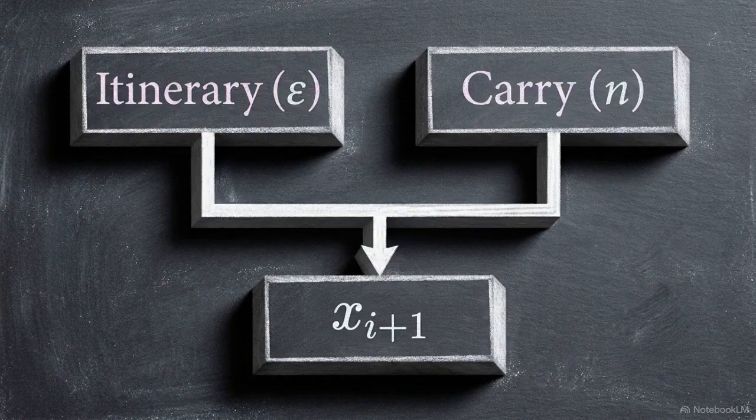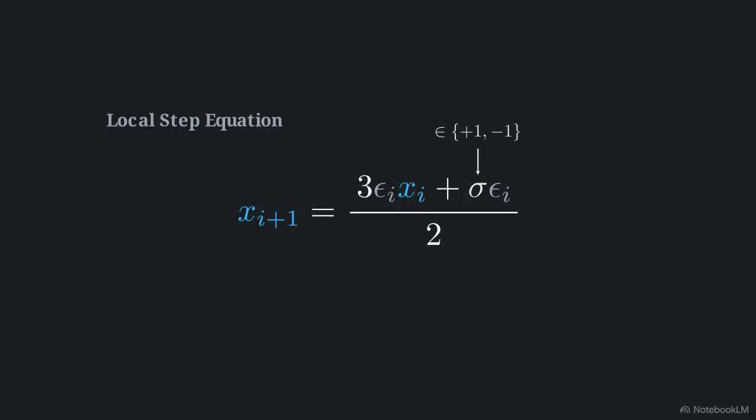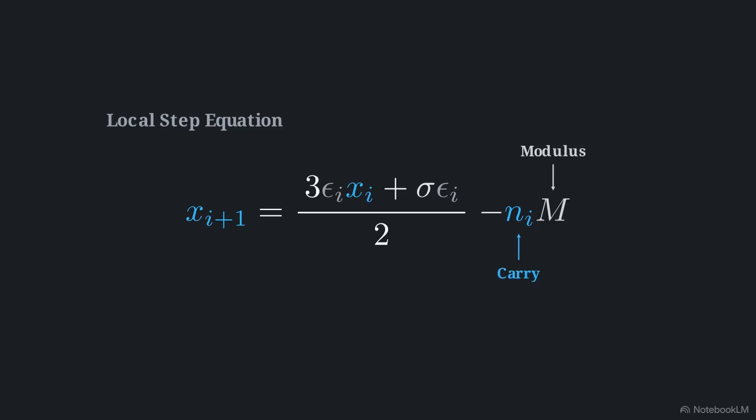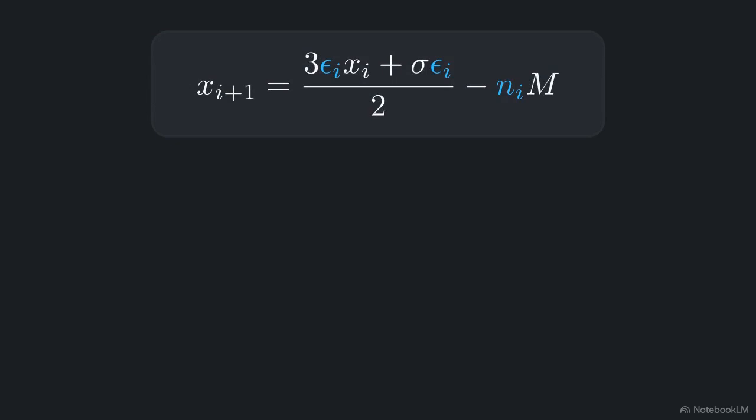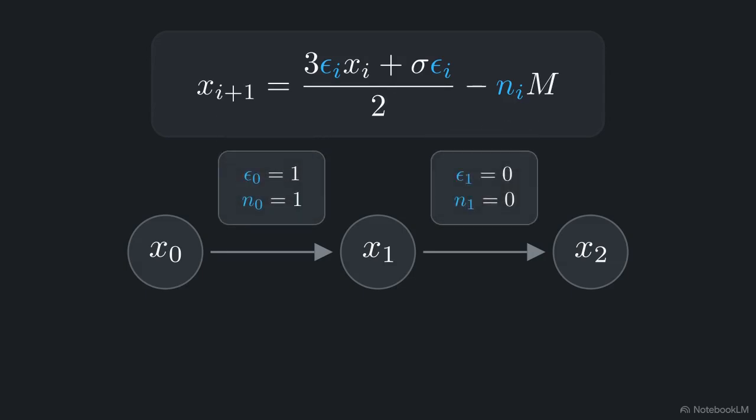We then feed these choices back into the local step equation. That equation applies a base multiplier, a directional shift, sigma, which selects whether we are in the 3x plus 1 or 3x minus 1 system, and subtracts the carry multiplied by an integer modulus, m. Look at how this equation cascades. We can map the state evolution across the first few sequence steps, moving algebraically from x0 to x1 and on to x2. At each individual node, the unique combinations of epsilon and the carry parameter n precisely dictate how the variable x transforms to the next state.